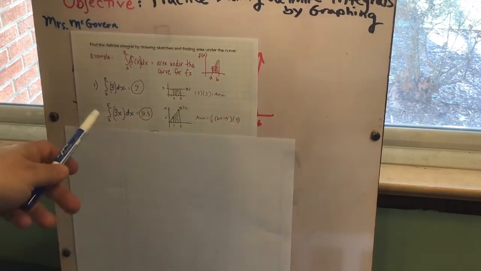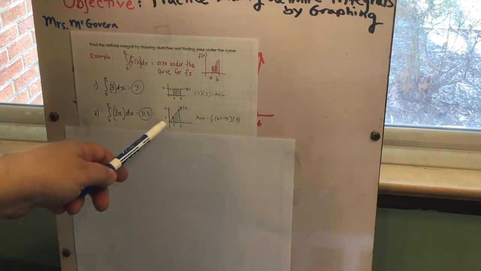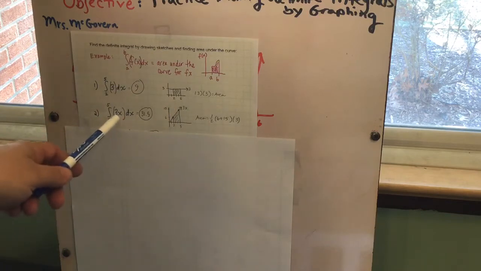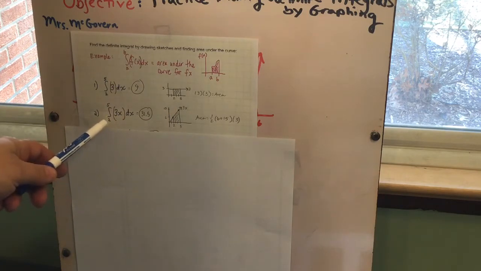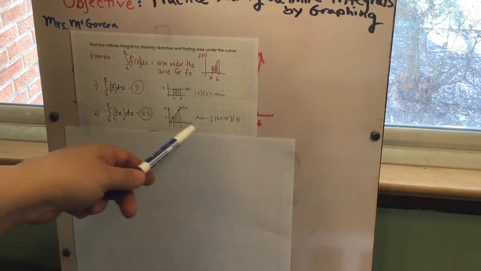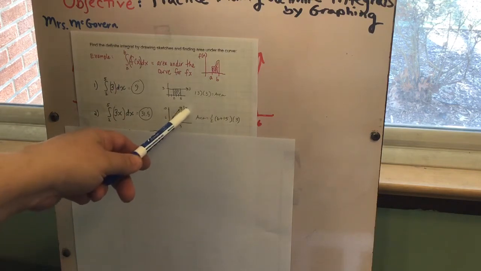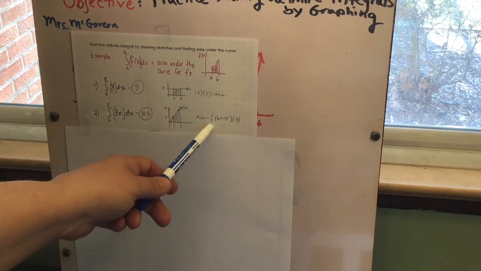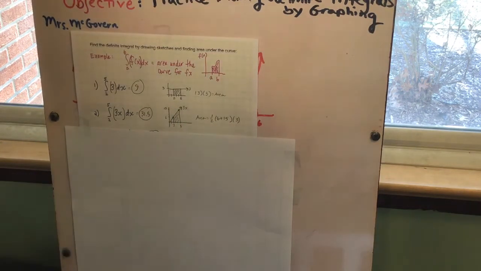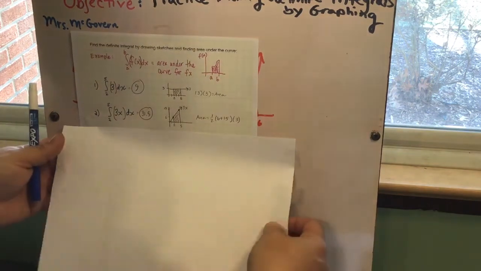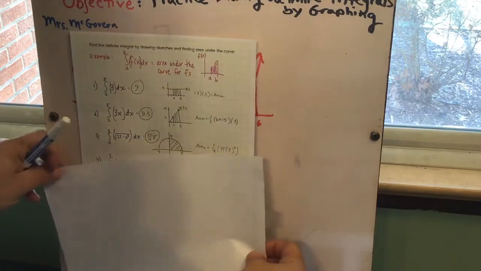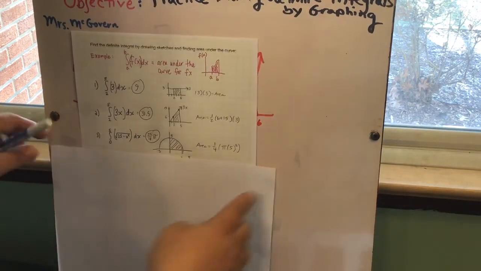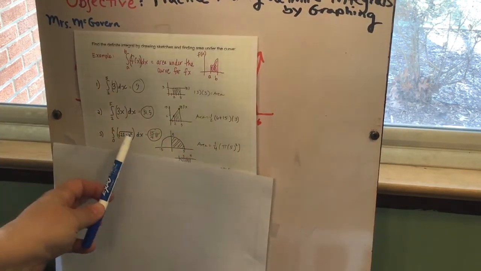This function 3x is a direct variation going through the origin with a slope of 3. And so for this direct variation from 2 to 5, you're going to need to know the outputs. At 2, 2 times 3 of course is 6, and at 5, 3 times 5 is 15. So this became a trapezoid. Area is 1/2 base 1 plus base 2 times height. So that was 31.5.